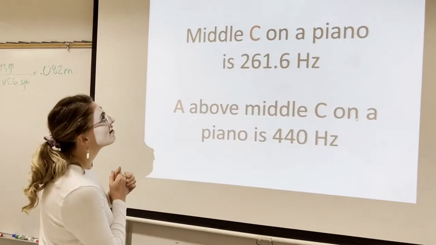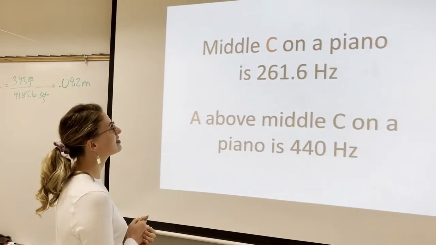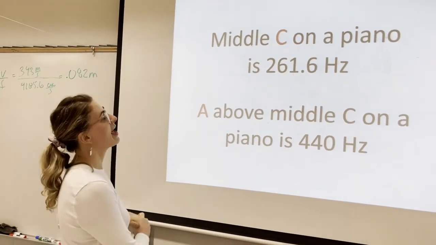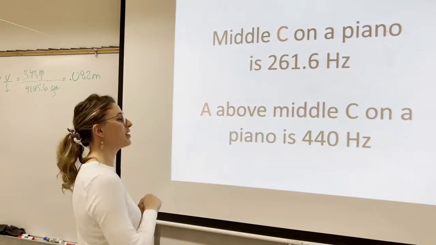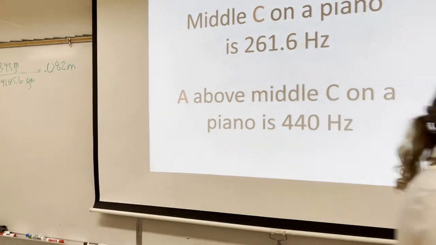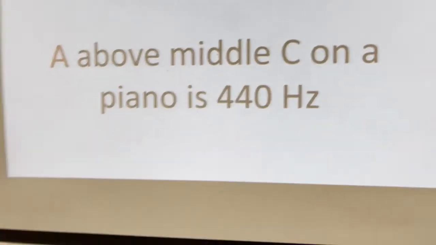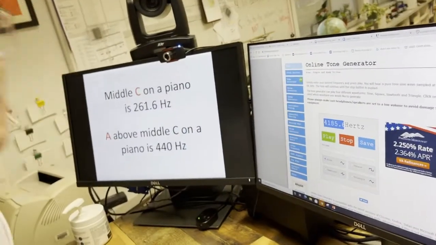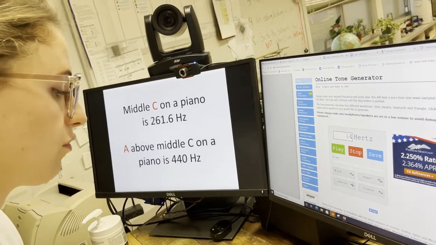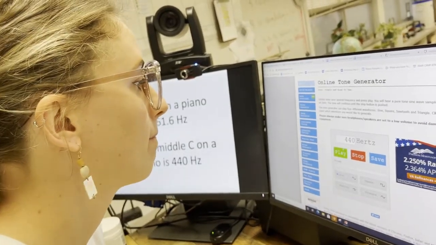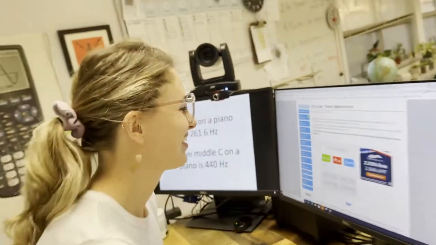Okay, middle C on a piano is 261.6 hertz. And then the A above middle C on a piano, for my piano people here, is 440 hertz. Okay, so the first one was 440. Oh, nice. That's a nice one.